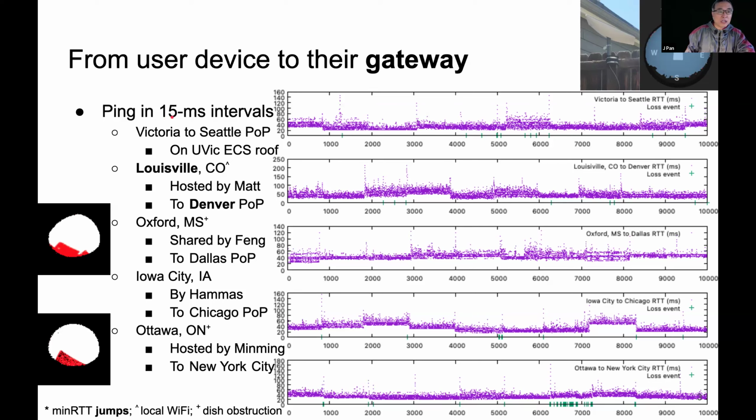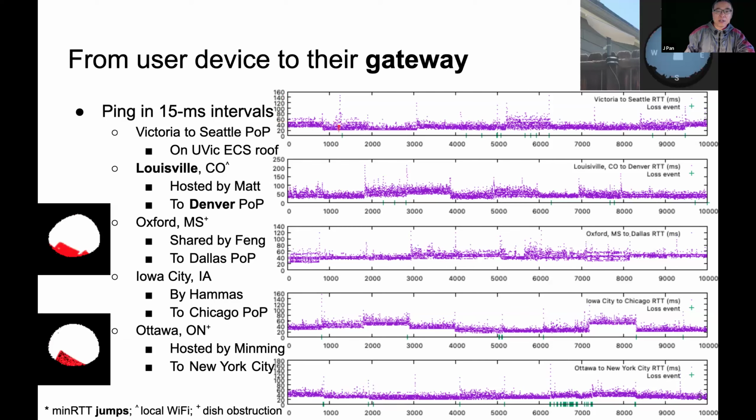This is the performance we can observe from different dishes around the world. For example, we have a dish on the roof of our computer science building in Victoria. In this case, we have Ethernet access to the dish, and the dish is on the roof. There's no obstruction. So this is the ping sequence. Roughly speaking, the ping interval is 15 milliseconds, and this is the ping round trip time, the RTT.